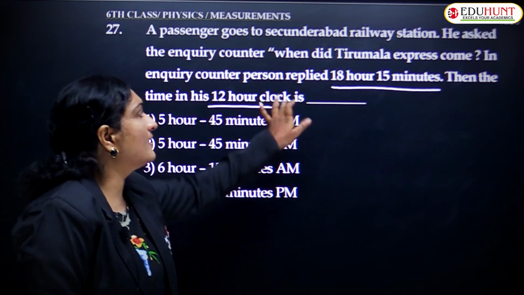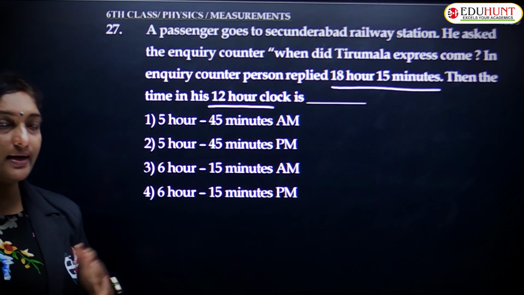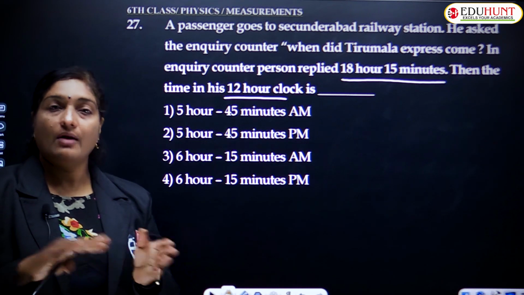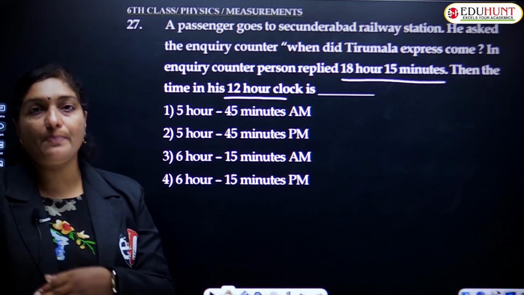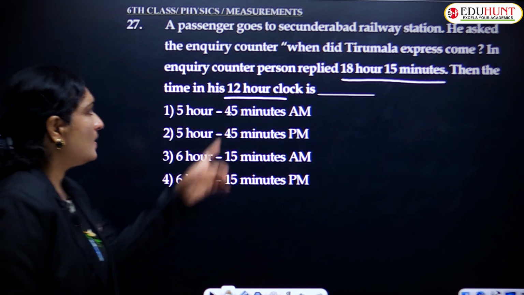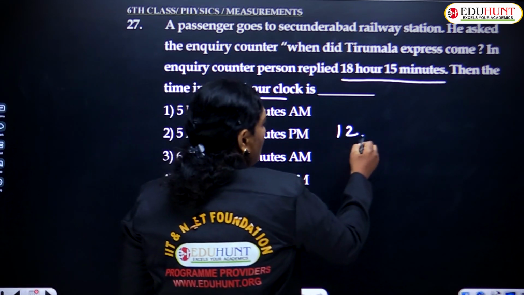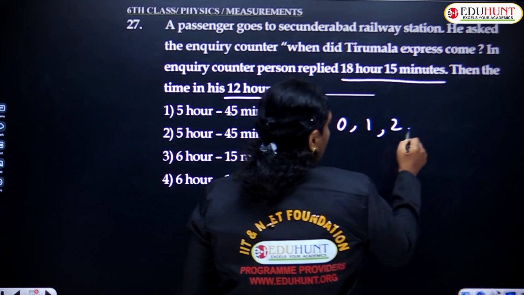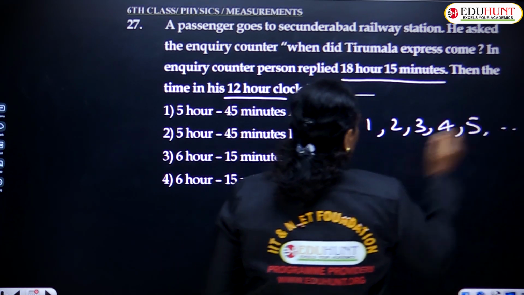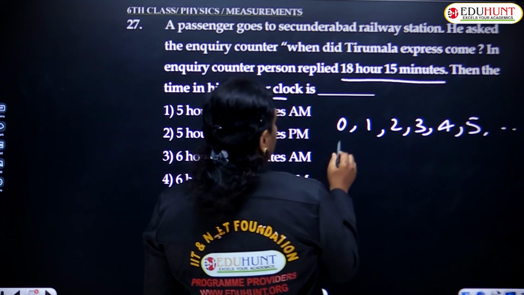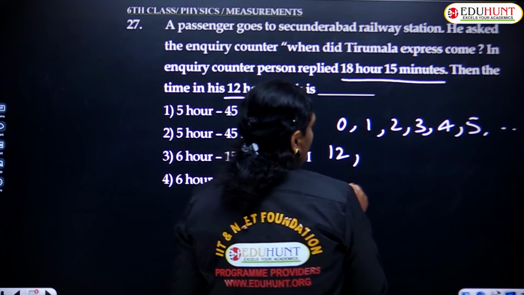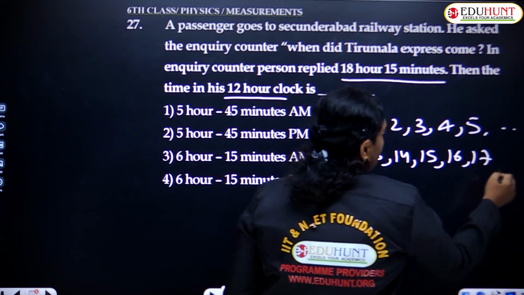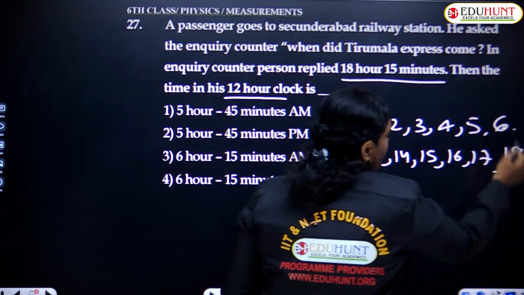Then the time in 12-hour clock is, how to convert? I told you that after 12 o'clock, 1 p.m. is counted as 13, and 2 p.m. is counted as 14, 3 p.m. is counted as 15 and so on. So 18 means after 12, what do you have? 13, let me write it like 0, 1, 2, 3, 4, 5, and so on. So 12 o'clock, what is that? Afternoon. Afternoon 12 o'clock, 0. This is 13, 14, 15, 16, 17. So 18. 18 means 6 o'clock.